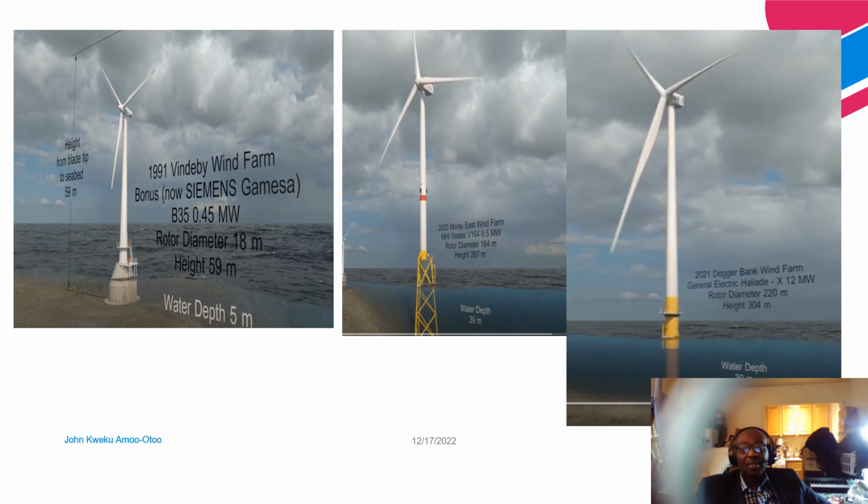Next is the next evolution, and this time they went to 12 megawatts, and that was about a couple of years ago. These were installed at the Dogger Bank wind farm in 2021. This is a typical picture of the GE Haliade-X, and the rotor diameter is about 220 meters. This is huge. And the height from the bottom of the ocean to the tip of the blade is about 304 meters.